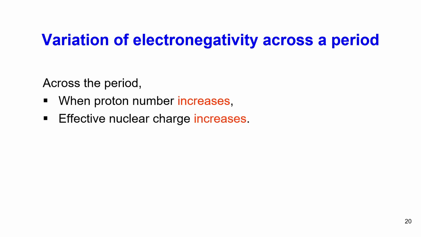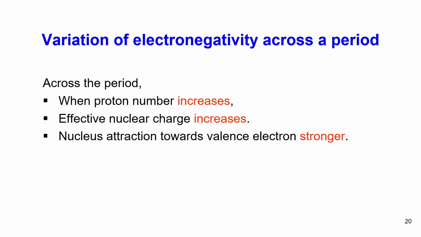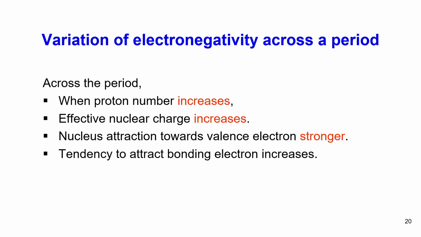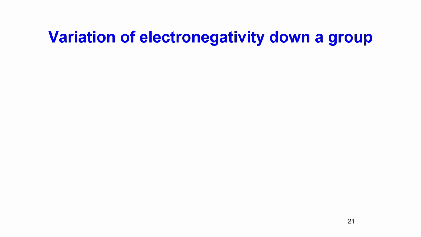So variation of electronegativity across a period. Across the period, when proton number increases, effective nuclear charge increases. Jadi bila effective nuclear charge increase, nucleus attraction towards valence electron will be stronger. Thus, the tendency to attract bonding electron increases, thus electronegativity akan meningkat. Okay, next kita pergi kepada variation of electronegativity down the group.